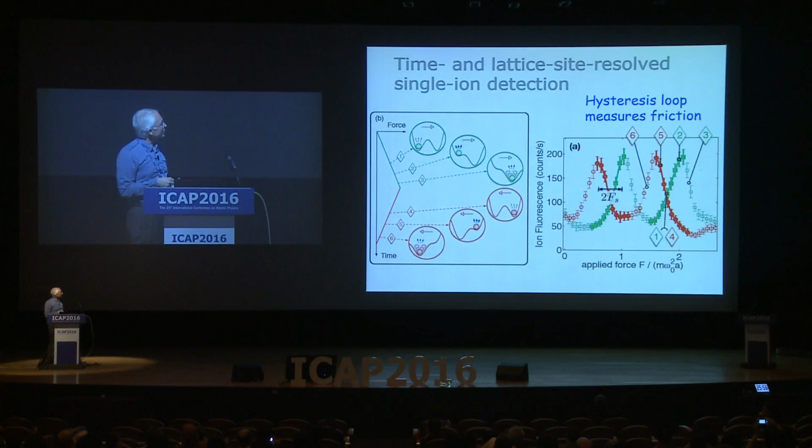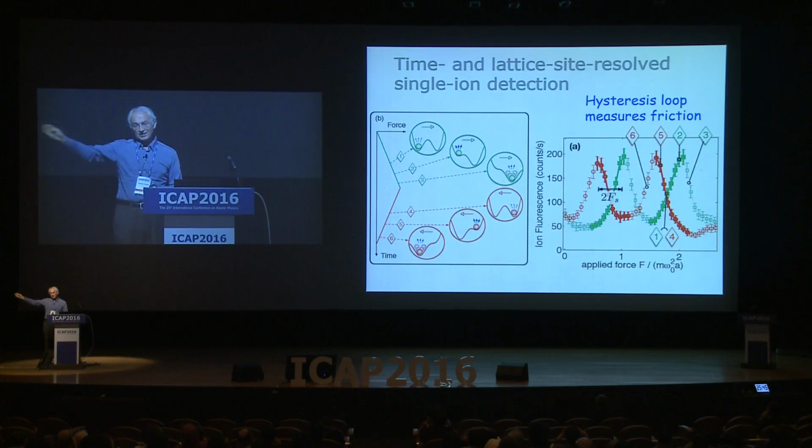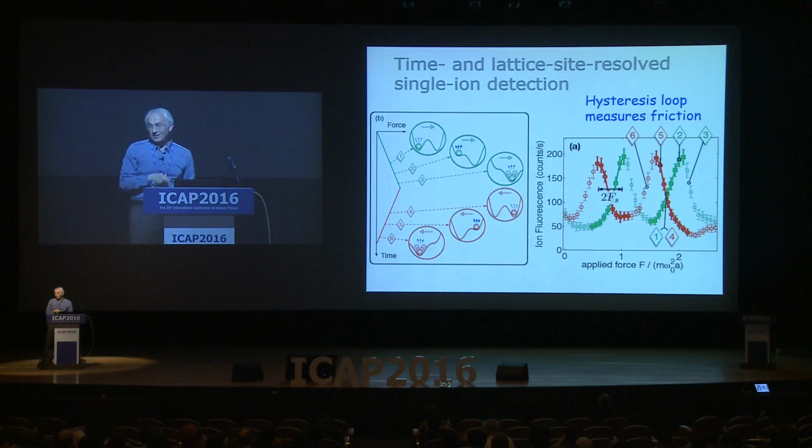How then do we measure friction? Well, as I showed you in this movie, we ramp the force linearly up and down versus time, which means we linearly displace the position of the ion trap, of the Paul trap, forward and back, and we monitor the ion fluorescence. And so going forward is shown in green, going backward is shown in red.